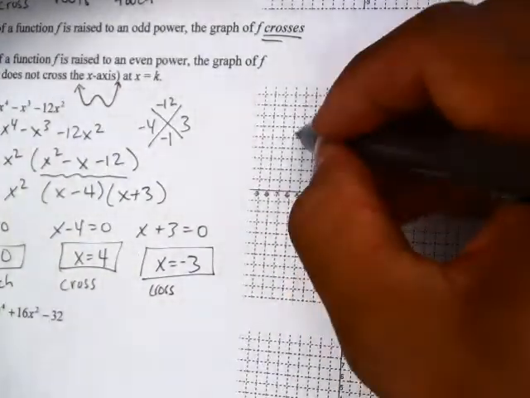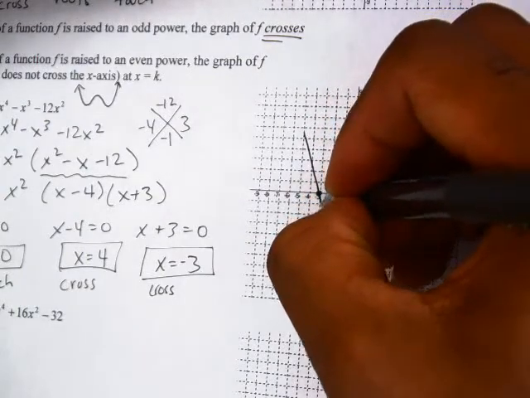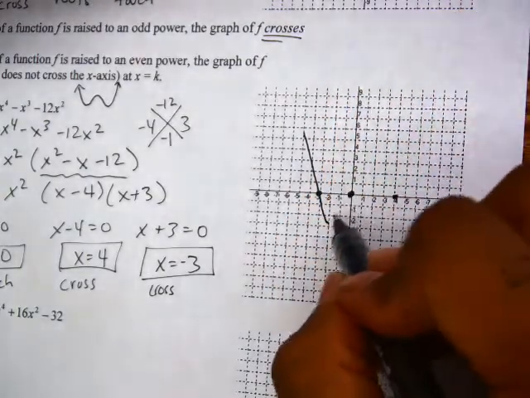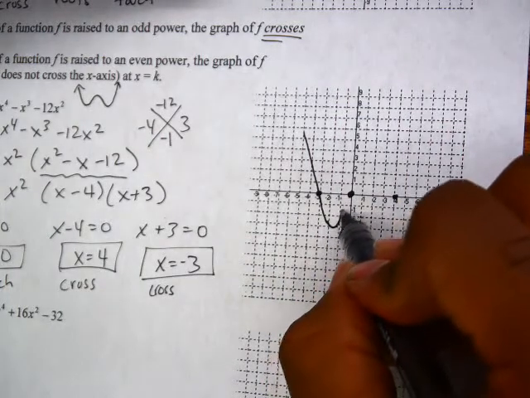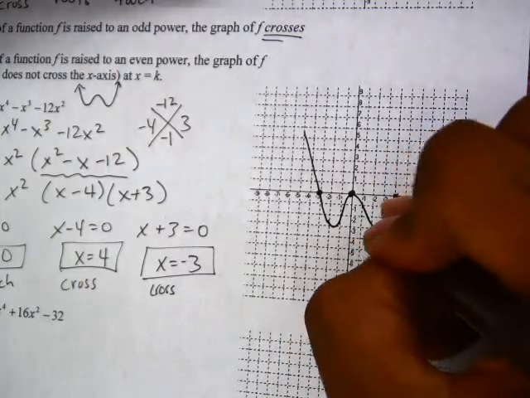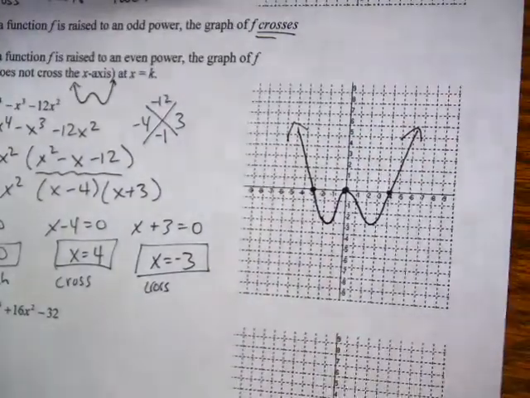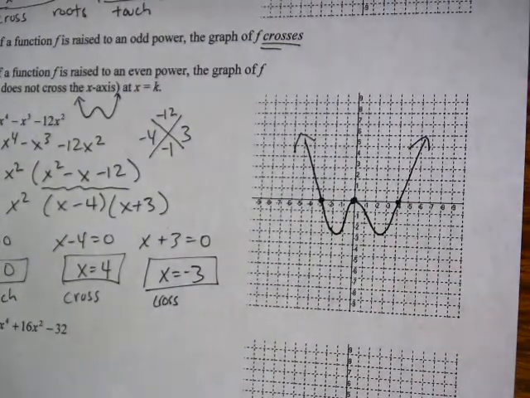So I start above, I have to cross, I have to go through negative 3. I have to turn back up, but I have to just touch 0, so I have to just touch it like that and come back down. And then I have to cross and go through 4. So my graph would look like that.